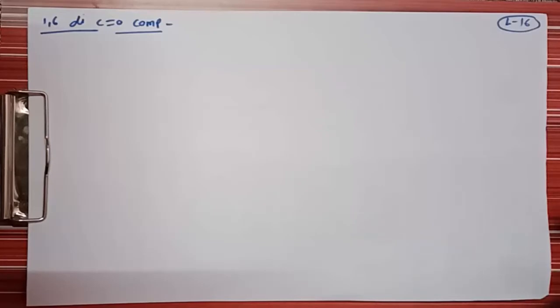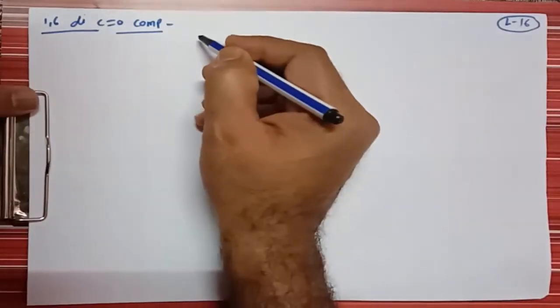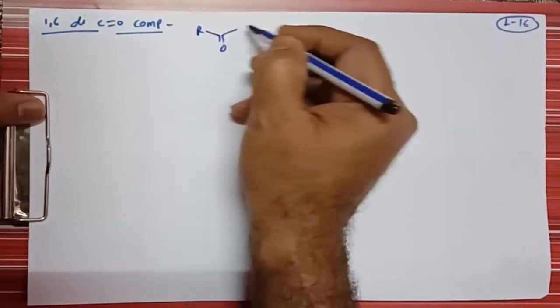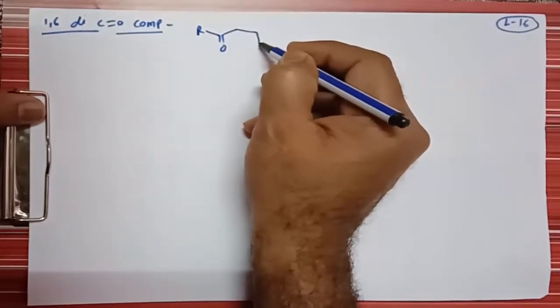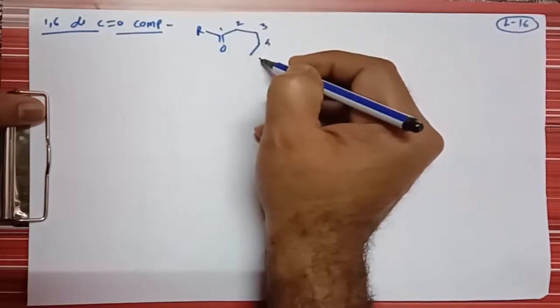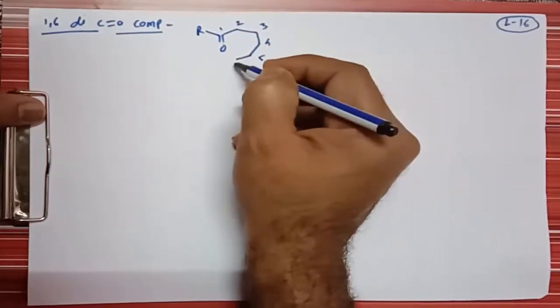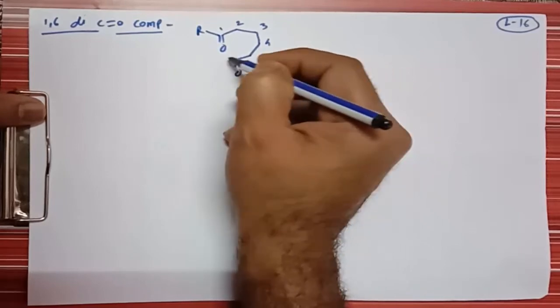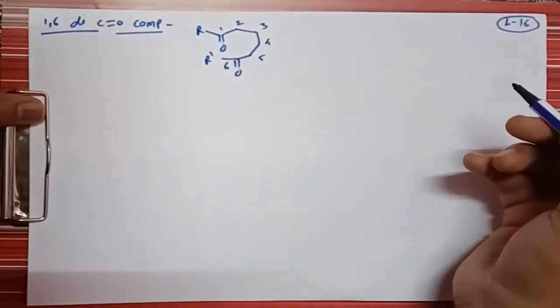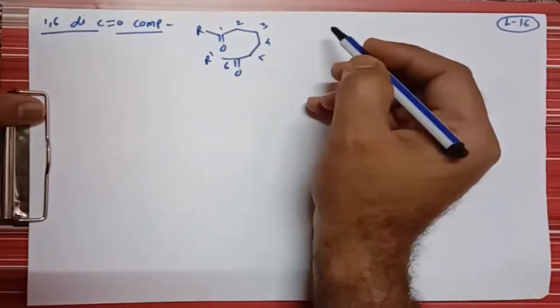So in a 1,6 dicarbonyl compound, suppose there is a compound like this: R, C double bond O, CH2, CH2, CH2, CH2, 1, 2, 3, 4, 5, then again another carbonyl group, and here is R dash. This is a 1,6 dicarbonyl compound.